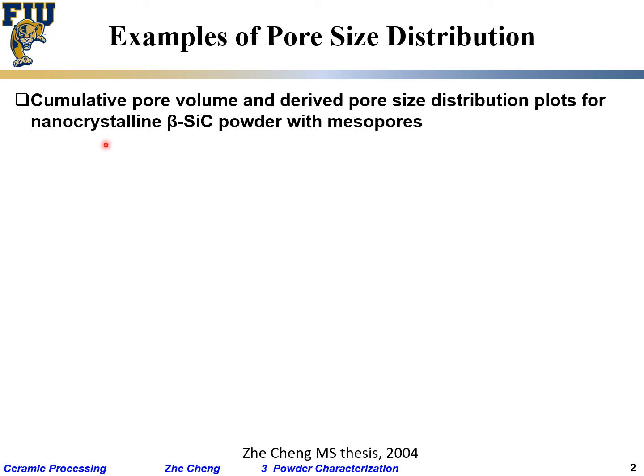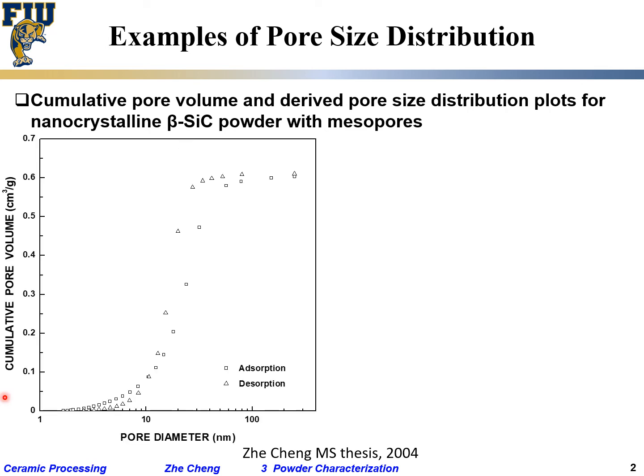So here I'm going to show some example plots for the so-called pore size distribution and the cumulative pore volume plot. I'm showing data that I generated several years ago, when I was younger, your age. And this is the so-called cumulative pore volume versus pore diameter. Where do I get this one? From the so-called Kelvin equation. I have the relative pressure, so I can calculate the corresponding radius.